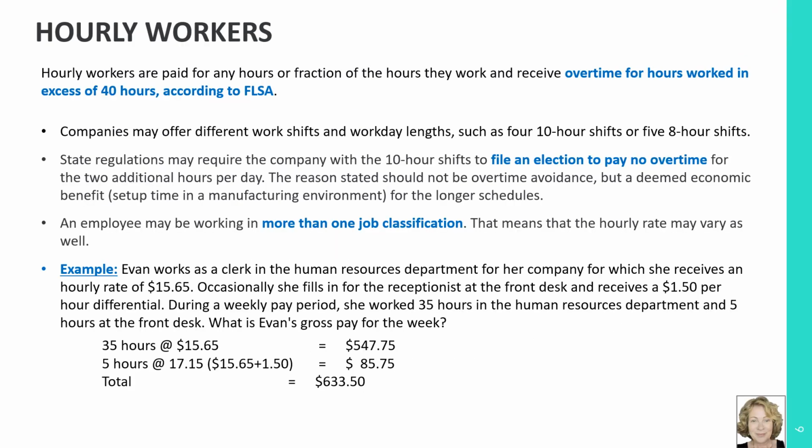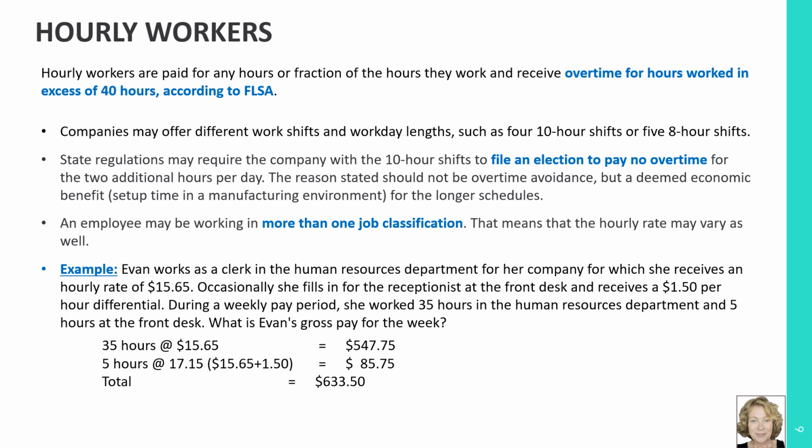What about hourly workers? How are they different from salaried workers? Well, hourly workers are paid for any hours or fraction of the hours they work and receive overtime for hours worked in excess of 40 hours according to the Fair Labor Standards Act. Shifts can vary. Most people work 8 hours, but companies may offer different work shifts and workday length, such as 4 10-hour shifts or 5 8-hour shifts.